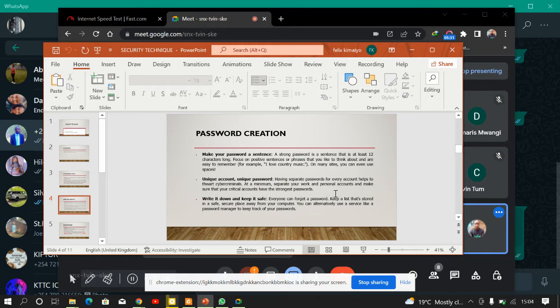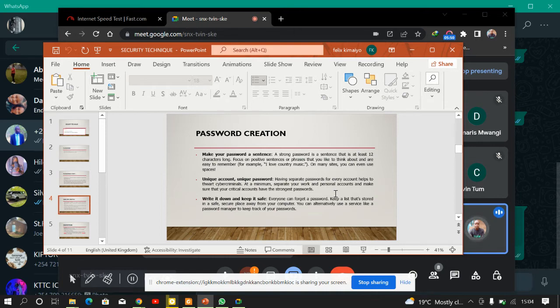Also, the third step is write it down and keep it safe. Make it easy for you to remember. You can write it down and keep it safe, because everyone can forget a password. Keep it at least stored in a safe, secure place away from a computer. You can alternatively use a service like a password manager to keep track of your passwords.